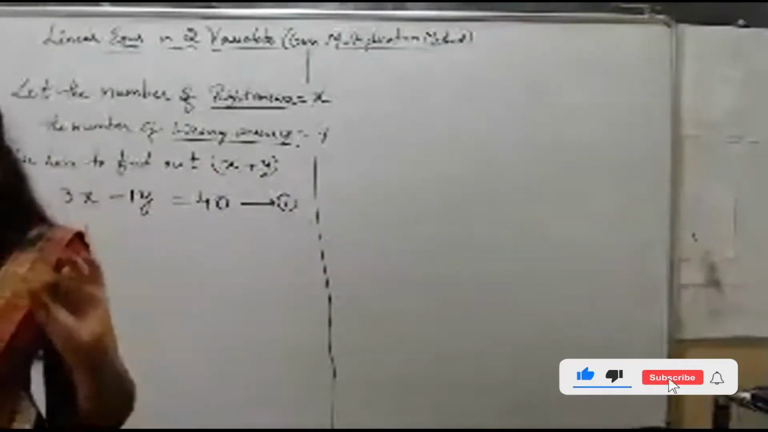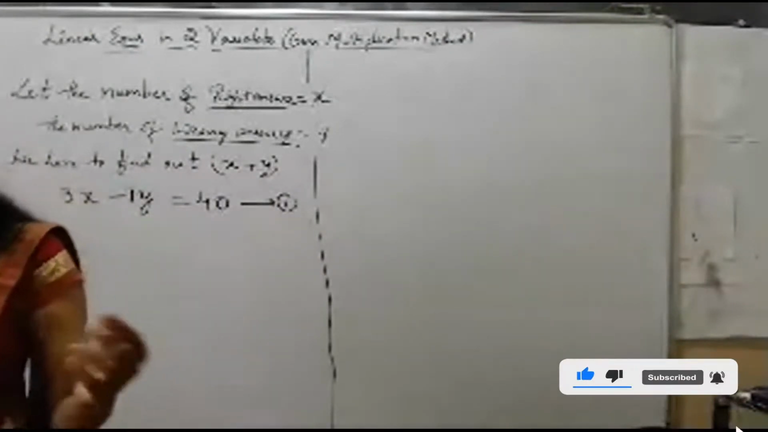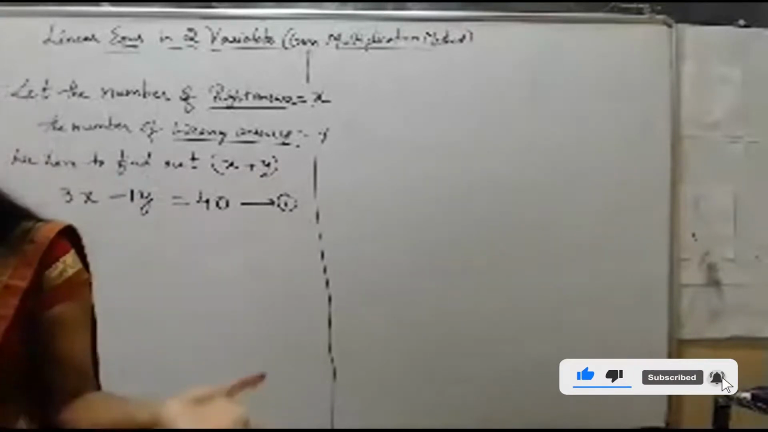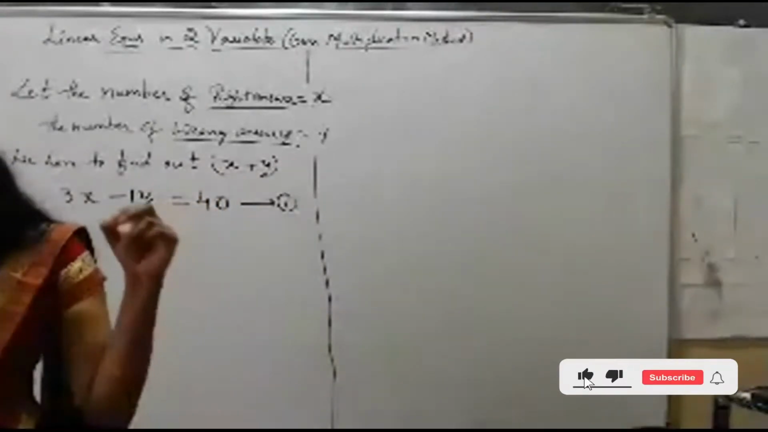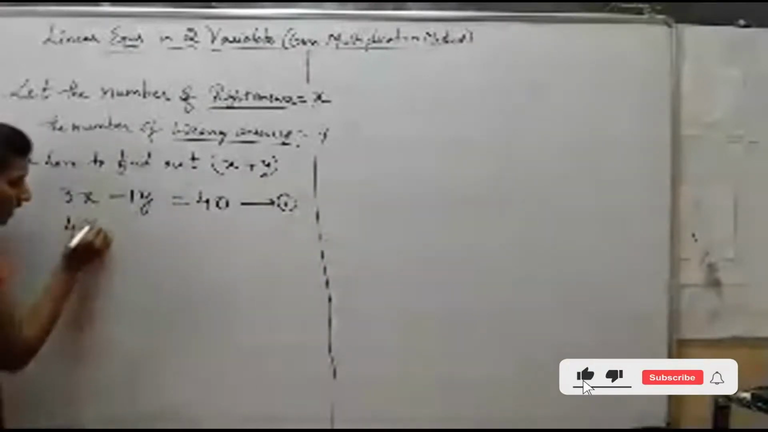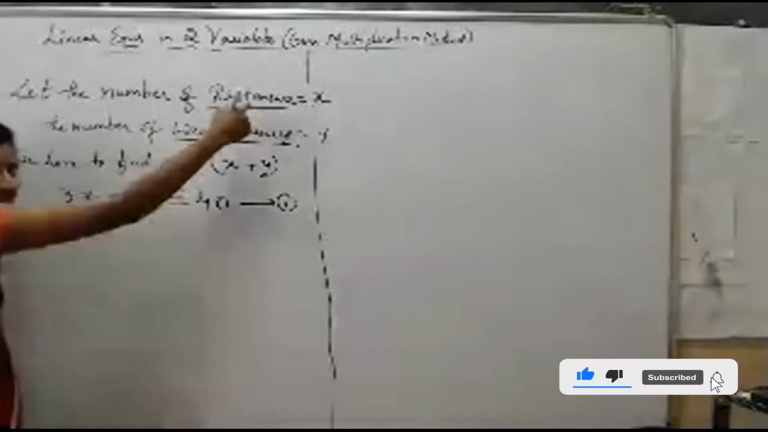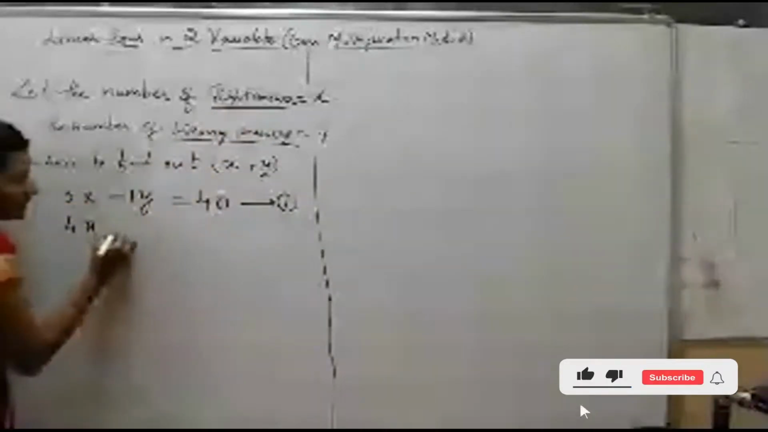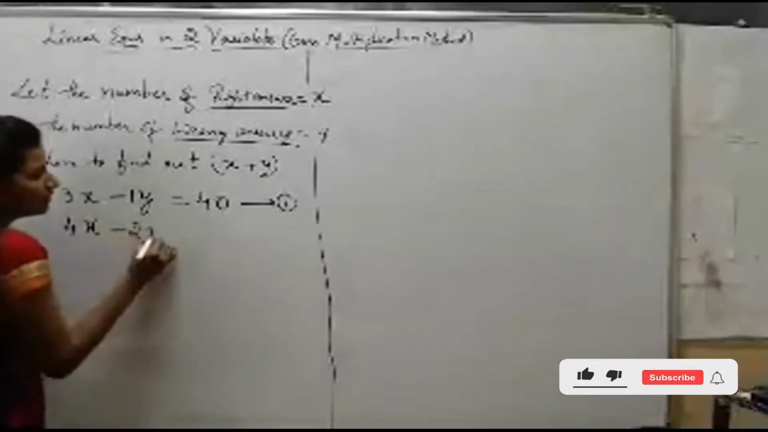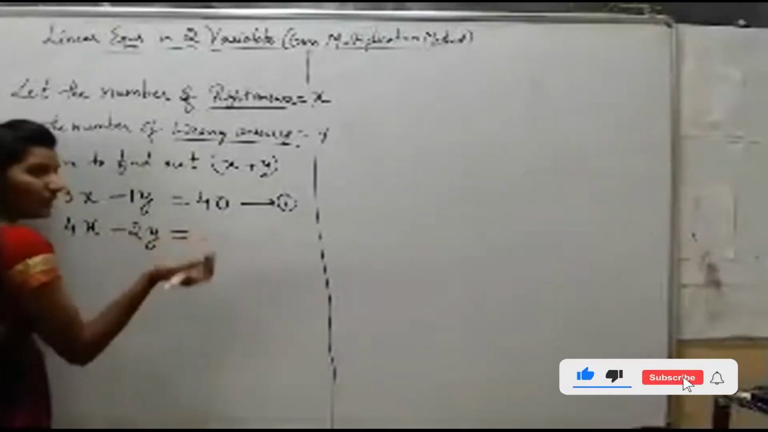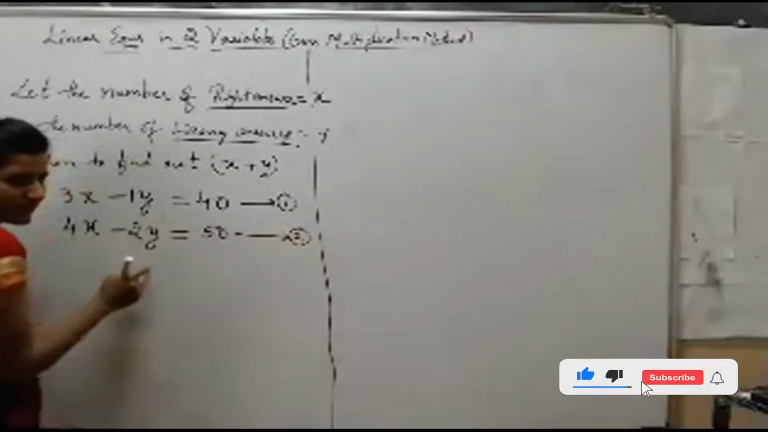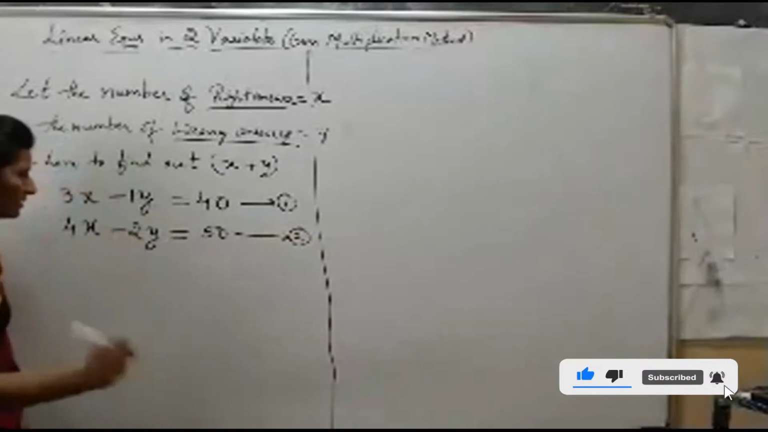Similarly, another statement is given. 4 marks being awarded for each correct answer, and 2 marks being deducted for each incorrect answer, meaning wrong answer. Then Yash would have scored 50 marks. Like this, you have to write equations and solve.